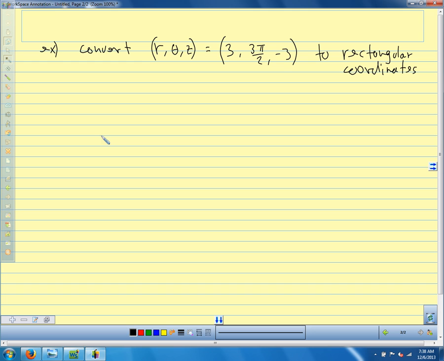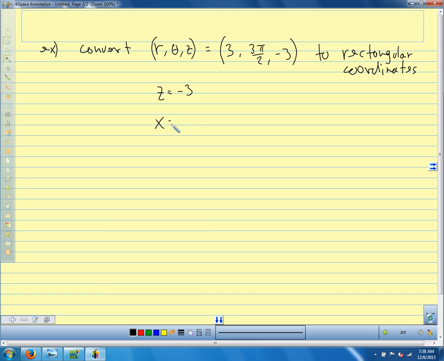All right, so what do we want to do here? What do we want to work on first? R. Let's do R. Well, we have r, theta, and z, so we want to get x, y, and z. What's the easy one? Z. So we know it has to be z equals, there's our conversion, z equals negative 3. That one was easy.